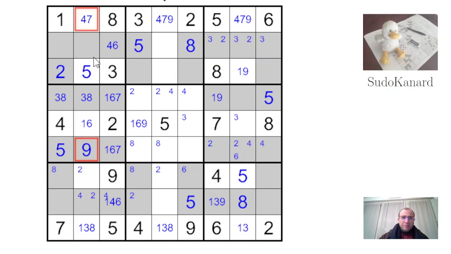In this 3x3 block, 9 can only be here. So this is from 4, 6, and 7, and we know there's a 6 somewhere here. So in this extra region, 6 cannot be here anymore, and it can't be here. It can't be here, so there's a 6 somewhere here on this row.